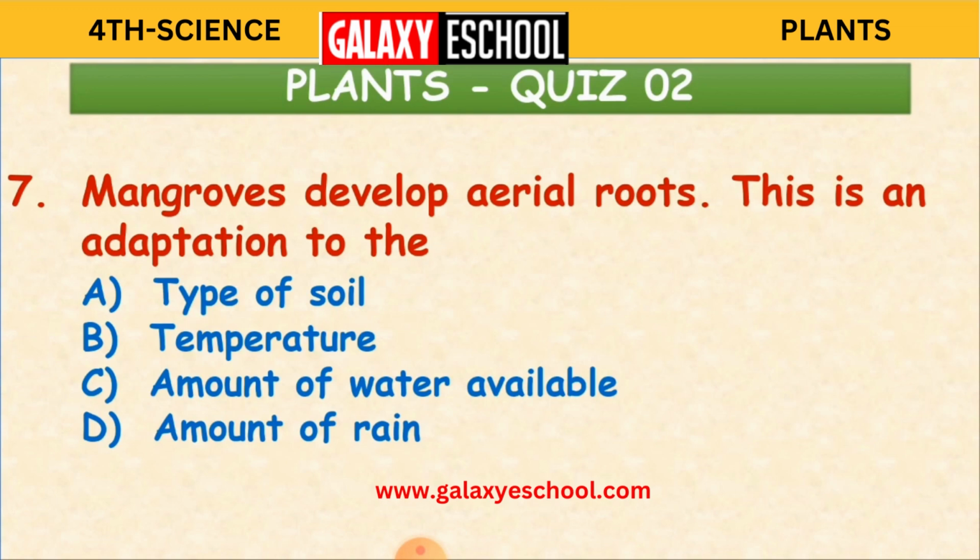So adaptation is what, children? It is getting adjusted to that particular environment. So why do mangroves develop aerial roots? To take the air. And this is the adaptation to the type of soil. Type of soil. Clear? Okay.